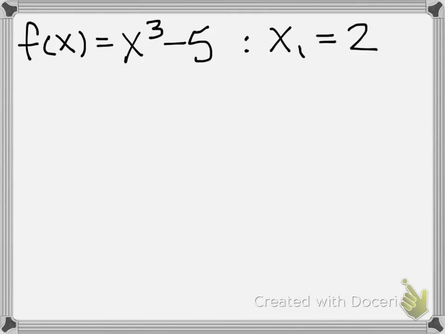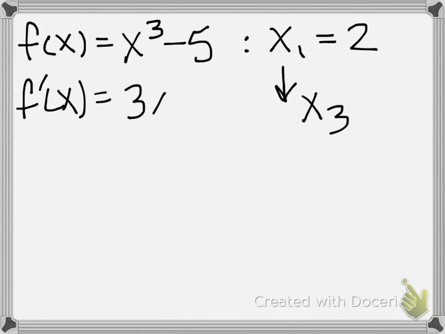Okay, on the second problem, we're given the equation f of x is equal to 3x minus 5. We're given x1, and we're trying to get to x3. And go ahead and take the derivative of your f of x. So we get f prime of x is equal to 3x squared. Alright, so now start just plugging everything into your equation.